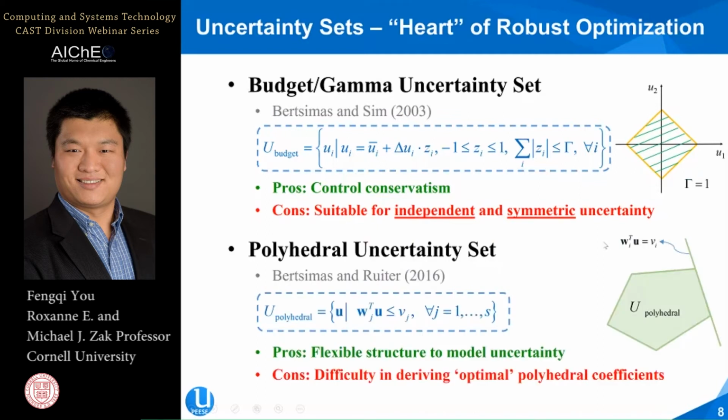So recently, the focus is really on something called the general structure polyhedral uncertainty set. Okay, so hopefully you can have a very flexible structure to describe this uncertainty in a polyhedral way, with multiple facets.